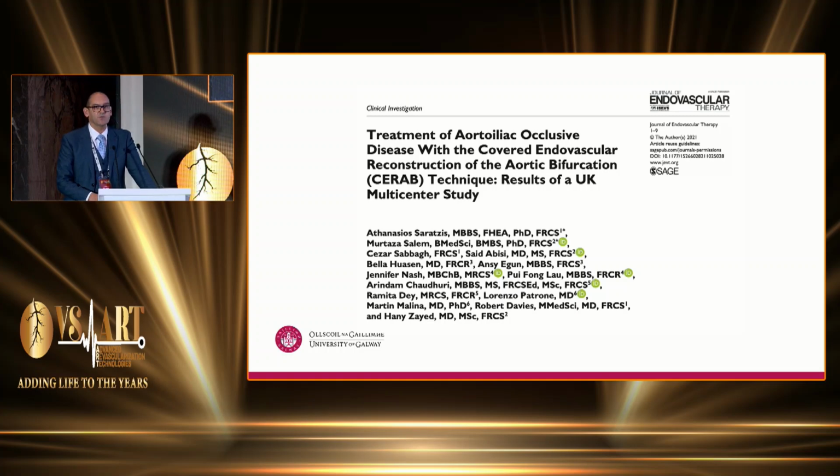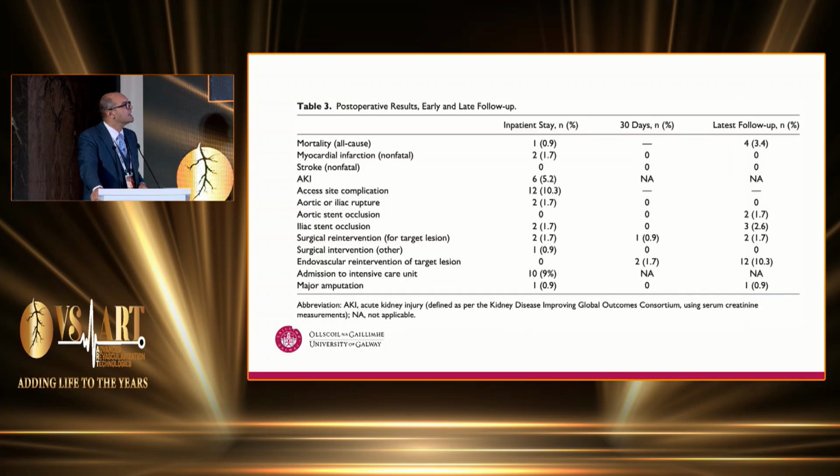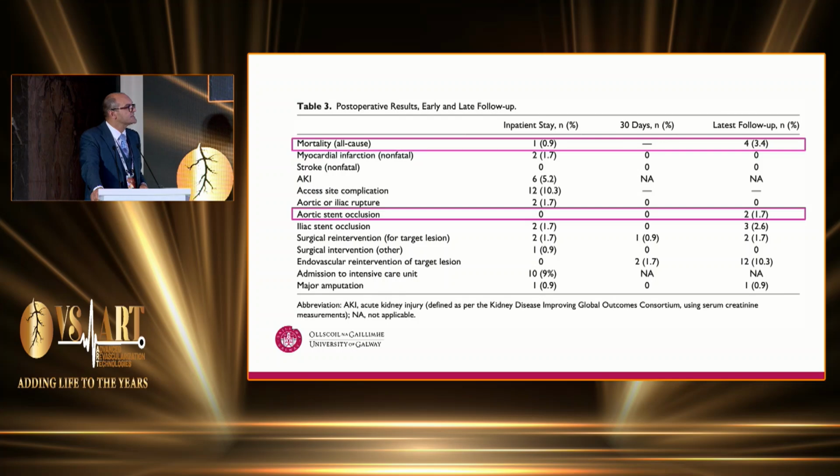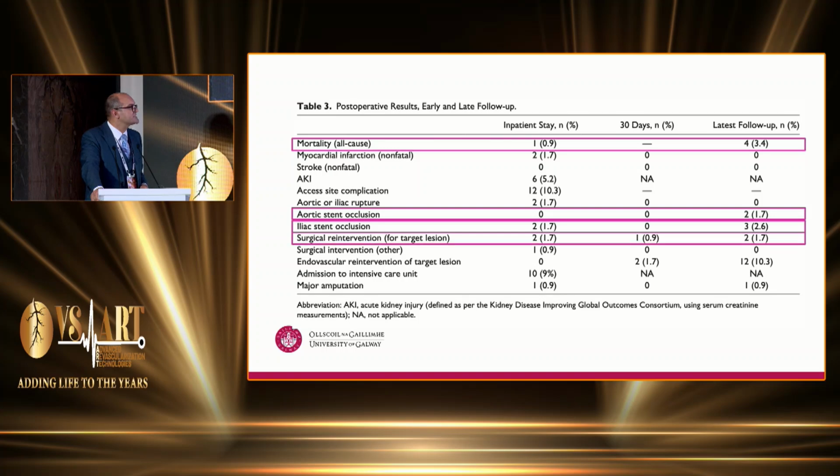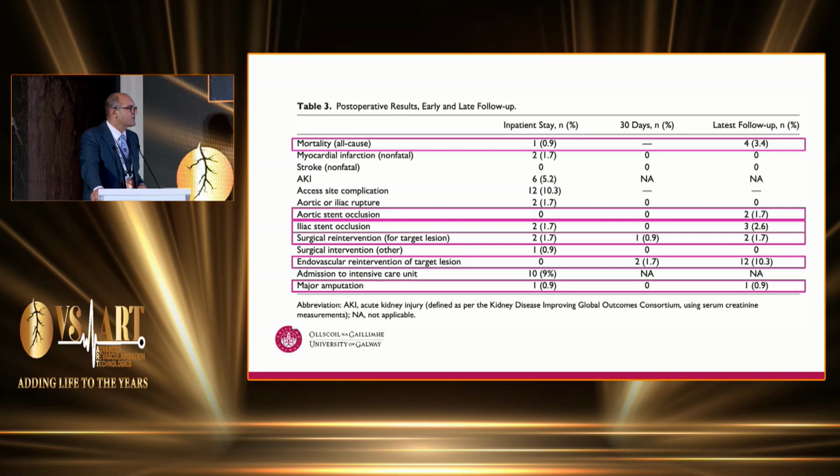And then looking at the multi-center observational UK study, where the results were collated and published by the group in Thomas's. There were 116 patients included in the study, and the all-cause mortality was about 3.5% in CRAB. Aortic stent occlusion was about 1.7%. Iliac stent occlusion, 2.5%, very minimal surgical reintervention, but about 10% endovascular reintervention of target lesions, with negligible major amputation rates.